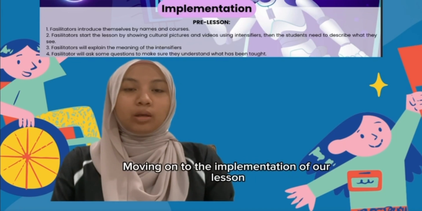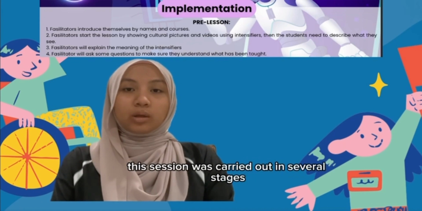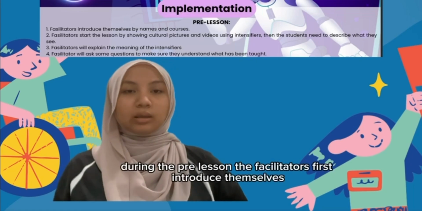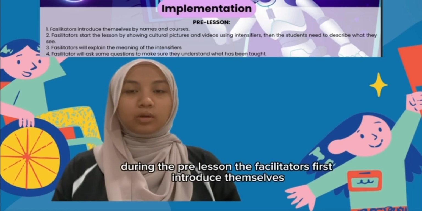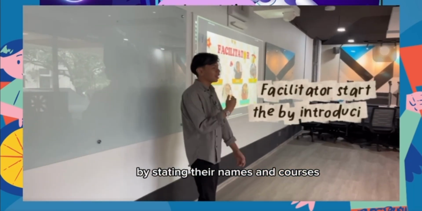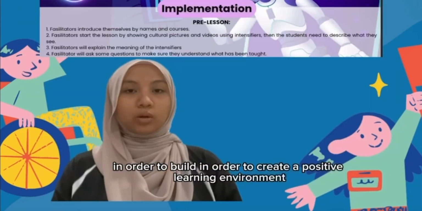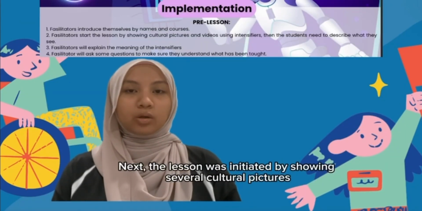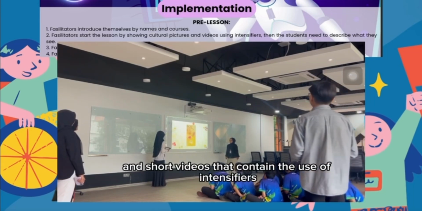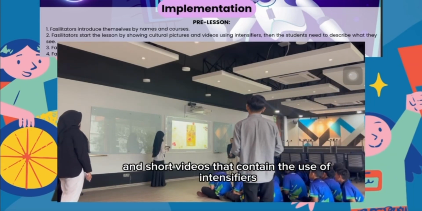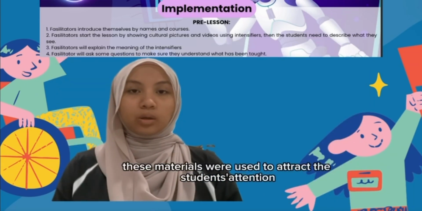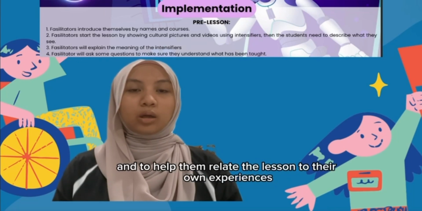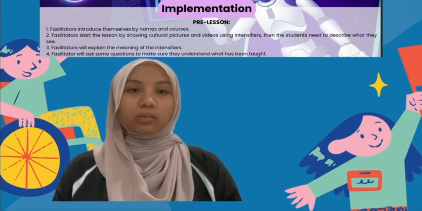Moving on to the implementation of our lesson, this session was carried out in several stages, starting with the pre-lesson stage. During the pre-lesson, the facilitators first introduced themselves by stating their names and classes in order to create a positive learning environment. Next, the lesson was initiated by showing several cultural pictures and short videos that contained the use of intensifiers. These materials were used to attract the students' attention and to help them relate the lesson to their own experiences and cultural background.